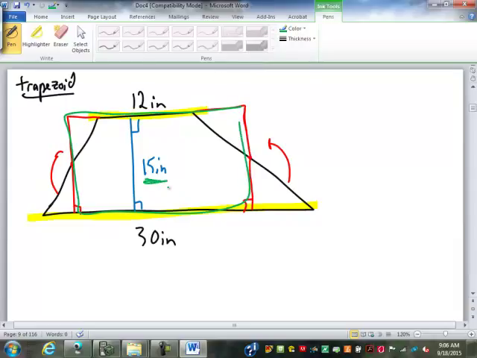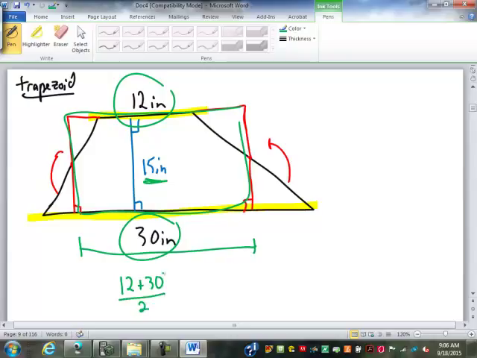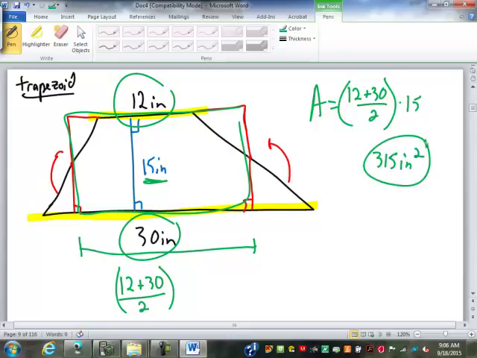Well, the height of my rectangle is still 15, right? The length of my rectangle is somewhere between 12 and 30. In fact, I cut it halfway. It's exactly halfway between 12 and 30. To find halfway, I average them together. 12 plus 30 divided by 2 would be 21. So the area of this: 12 plus 30 divided by 2 is 21, times 15, which is 315 inches squared.